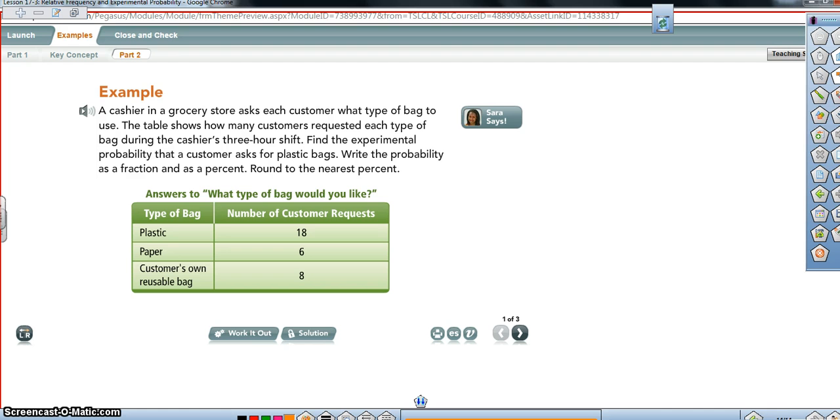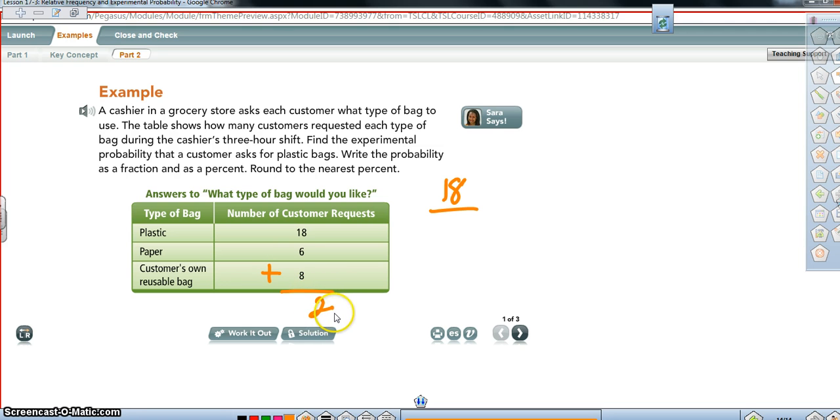This is an experimental probability because we just did some trials. We just recorded or tallied how many people picked each kind of bag, and so we find it by doing the total number of times that we get what we were wanting, the plastic bag, divided by the total number of trials. So I need to add all this up.